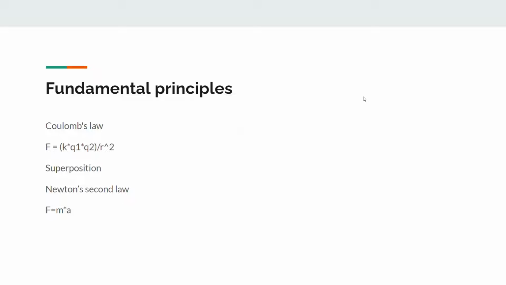These are the fundamental principles we'll need for this lab. The first one is Coulomb's law, which says the electric force equals the K constant times the charge of the first object times the charge of the second object divided by r squared. We'll also need superposition, which is that all the charges added together equal the total charge. And finally, Newton's second law, which is force equals mass times acceleration.